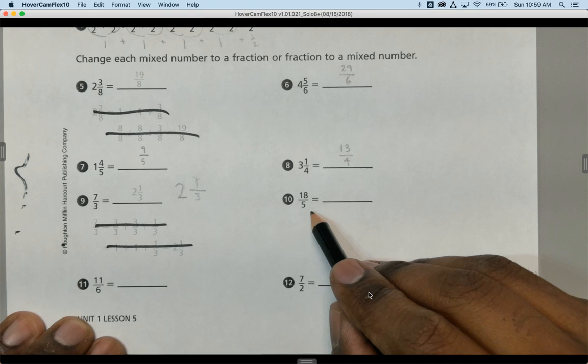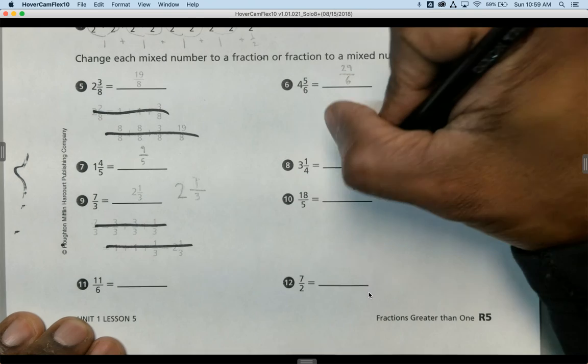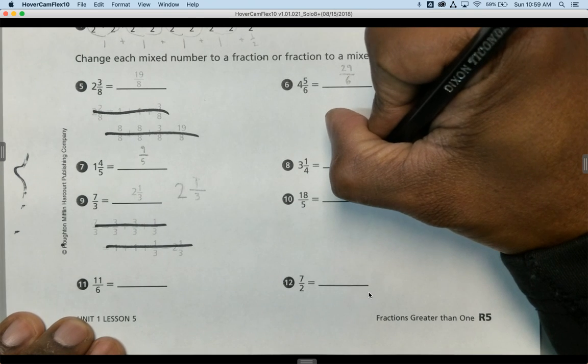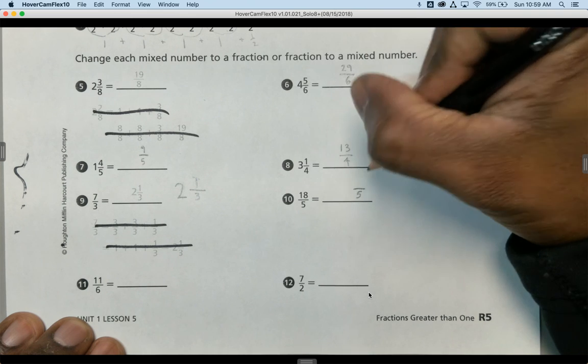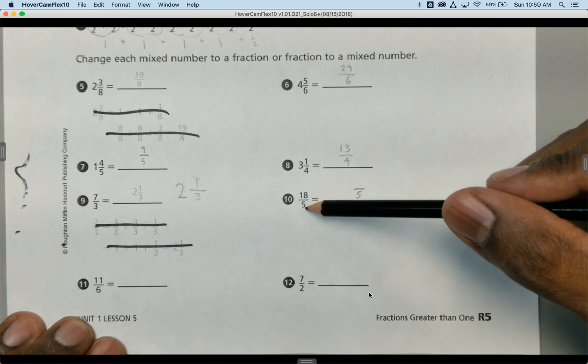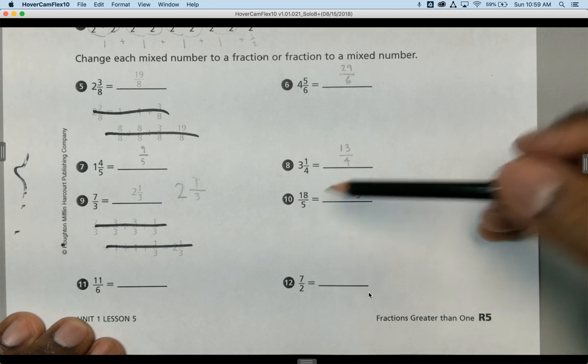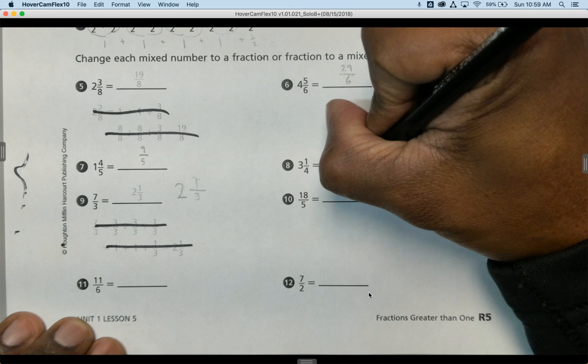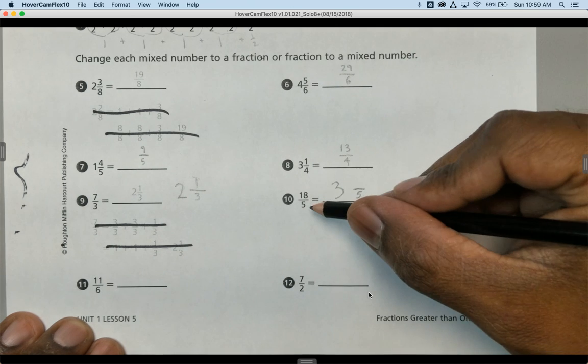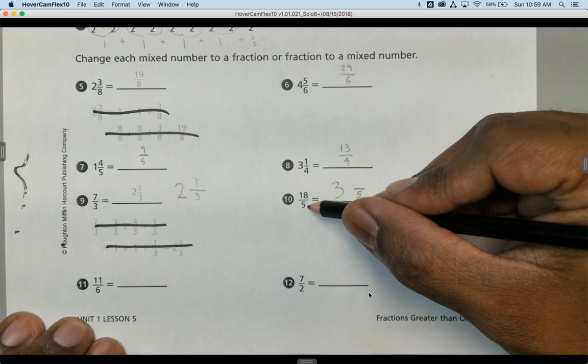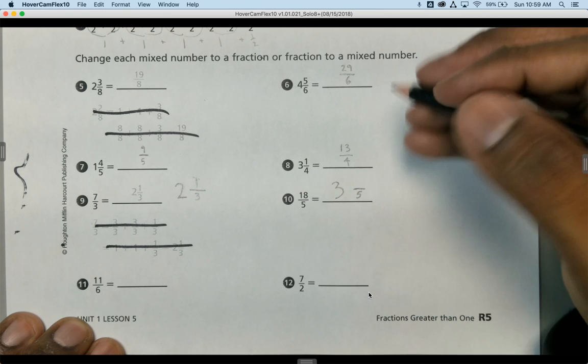I know my denominator for the fractional part is going to be a 5. Now let's figure out the big whole number. How many times does the 5 go into the 18 without going over? Skip count by 5s. 5, 10, 15, 20. 20 is overshooting it. 5, 10, 15. 3 times. 5 times 3 is 15. The difference between 18 and 15 is 3.